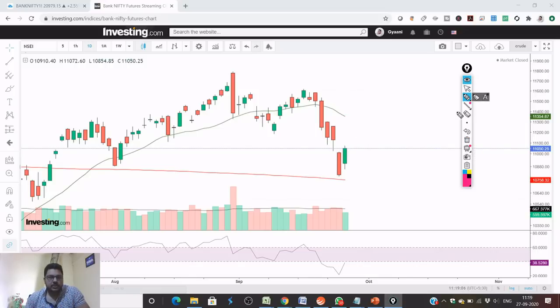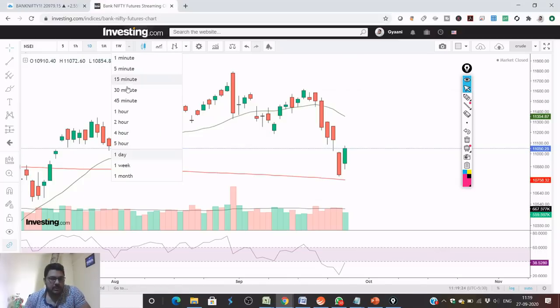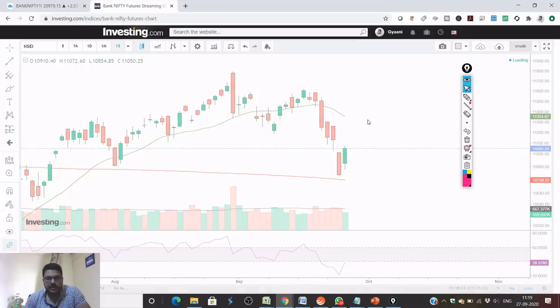Okay, so this is also bullish, and Bank Nifty is also bullish on shorter time frames. So understand one thing: whenever the change in trend happens, it happens at the shorter time frame, and then it will transcend towards the higher time frames with volumes. So now let's look at Nifty on a 15 minute time frame.